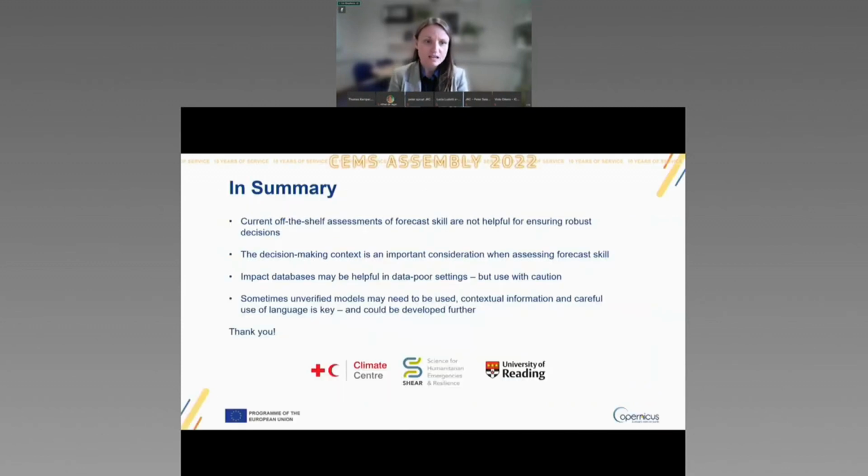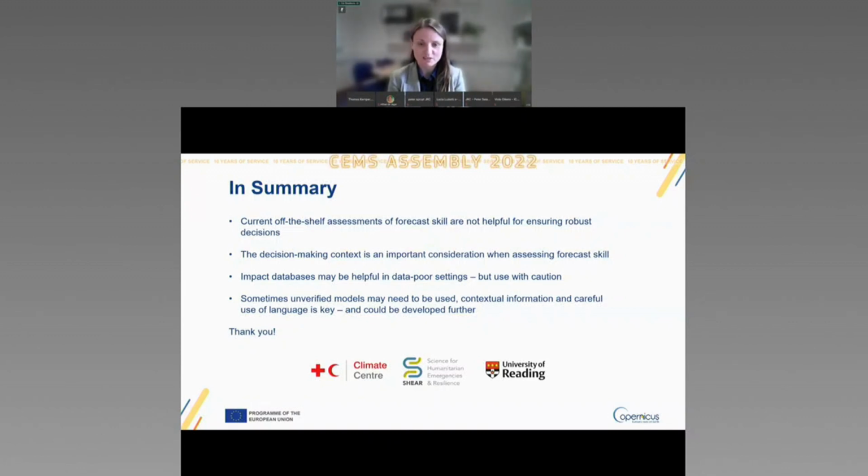So in summary, current off-the-shelf assessments of forecast skill, so those that are appearing on the web interface, are not that helpful for ensuring robust decisions, but a lot of those reforecast data sets, everything that comes behind it, can be used by us to really assess that forecast skill. That decision-making context is also a really important consideration and often ends up with very counterintuitive results, as I showed. And we have been working towards using impact databases in data poor settings, which we have to use with caution.